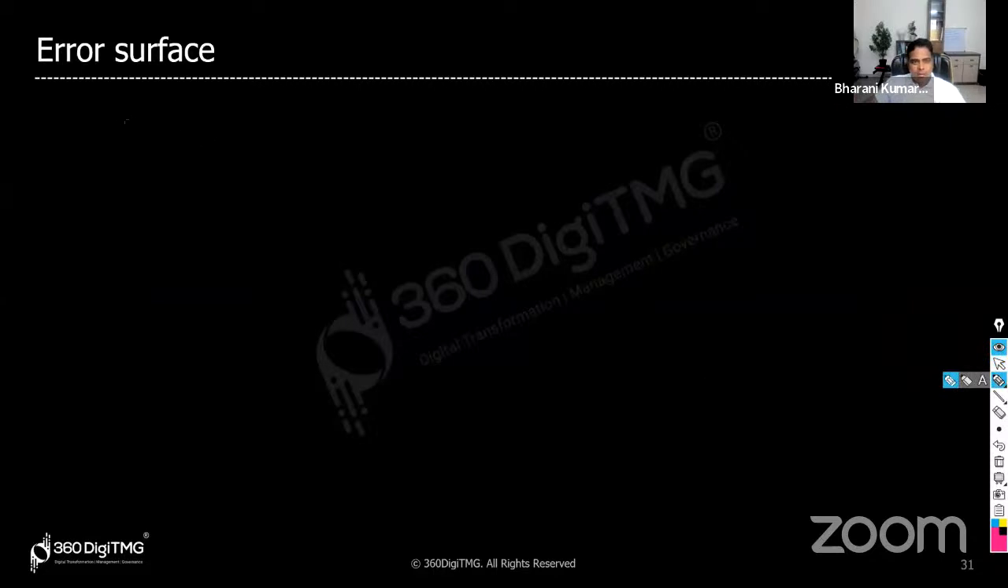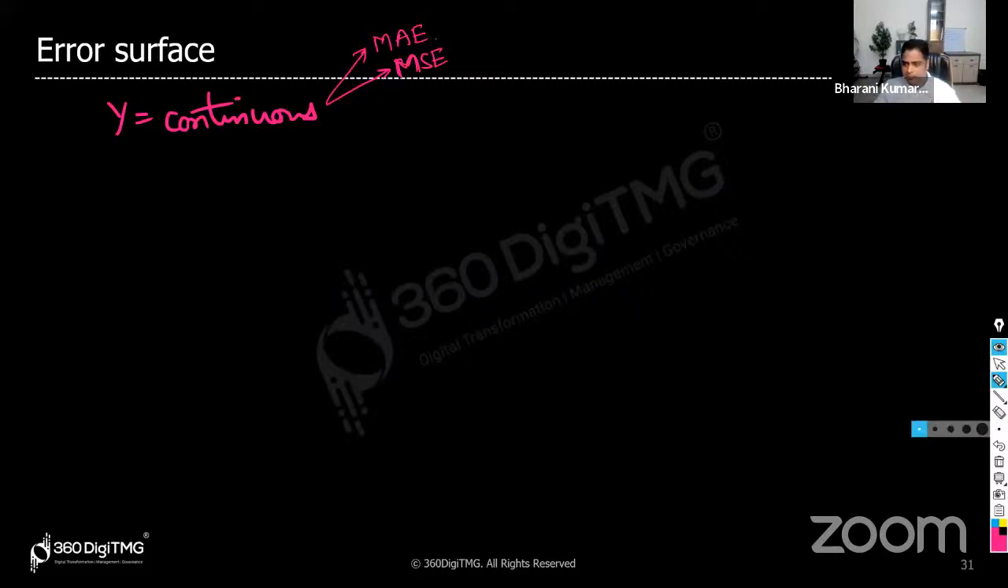Here, if your output variable is continuous, we use a measure called mean absolute error or mean squared error, etc. So we'll talk about only 2-3 things because we have a bunch of other ways of defining your loss function or cost function, but we'll talk about these predominantly in the interest of time.